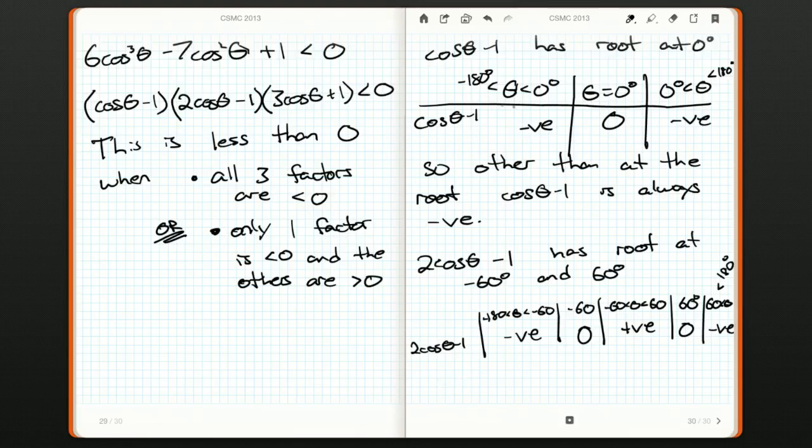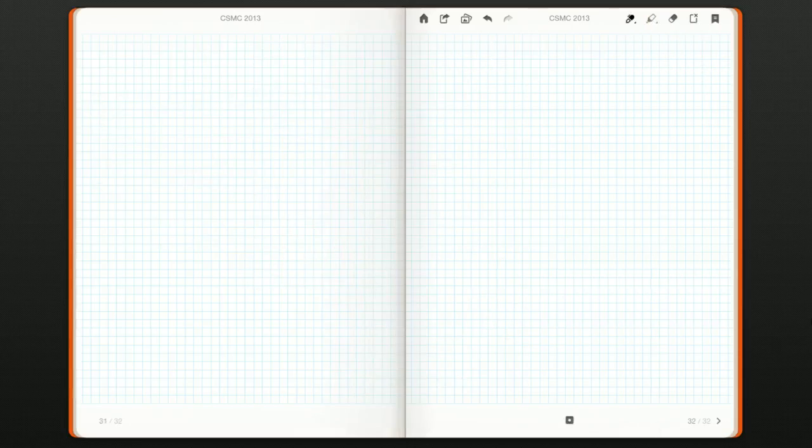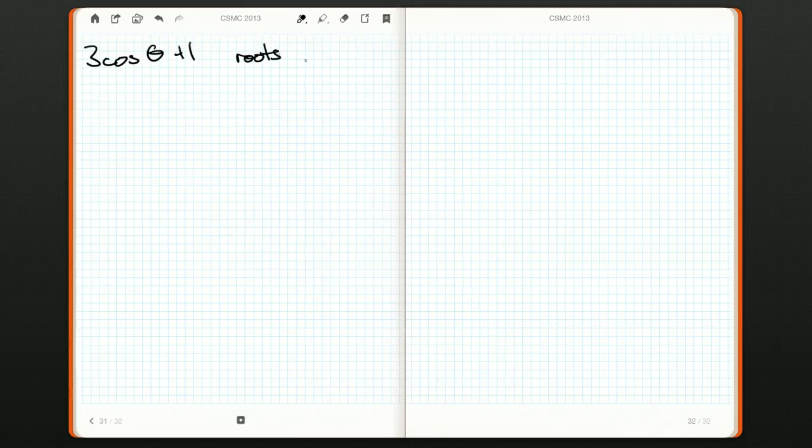Okay? And that contrasts with cos theta minus 1. That's negative everywhere except its one root. So we have one more to go. 3 cos theta plus 1. Well, what are those roots? Negative 109.5 degrees and 109.5 degrees, approximately.